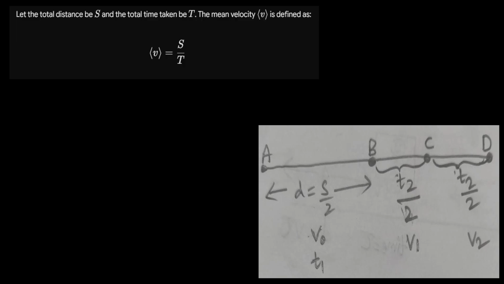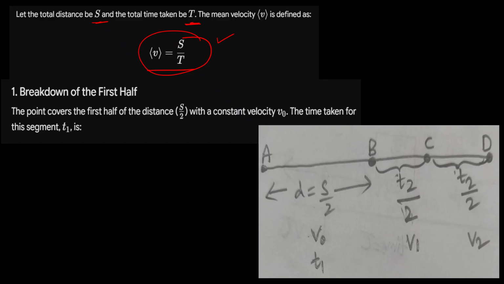Let's continue our analysis of the motion problem using the diagram. First, let's establish our foundation. Let the total distance be s and the total time taken be t. As we know, the mean velocity, denoted by v, is defined as the total distance divided by the total time, v is equal to s/t.